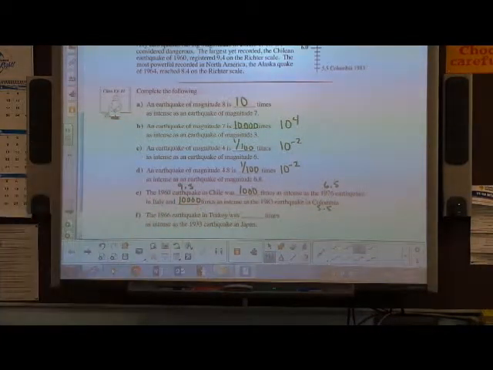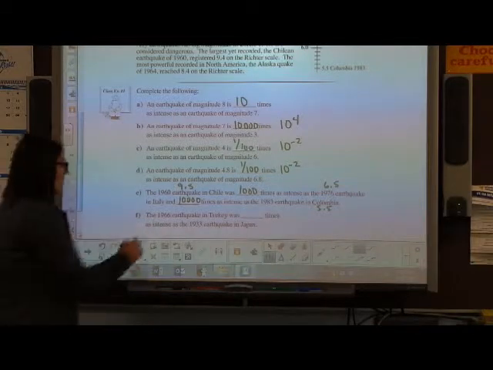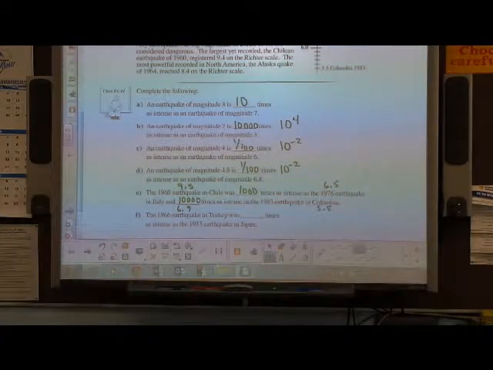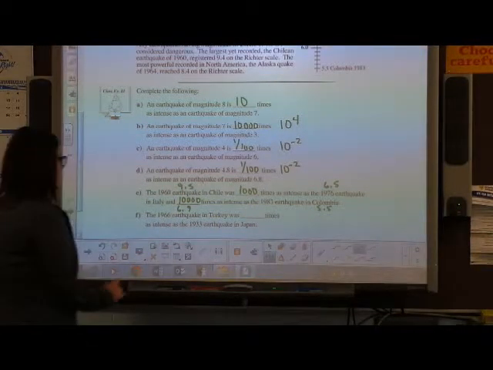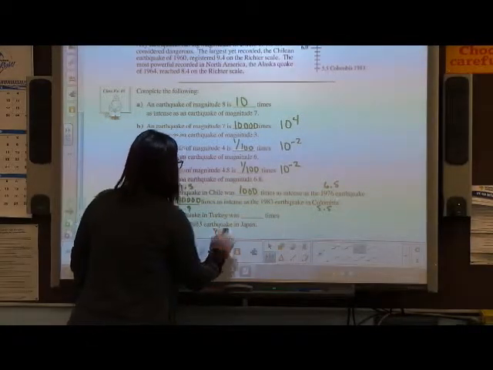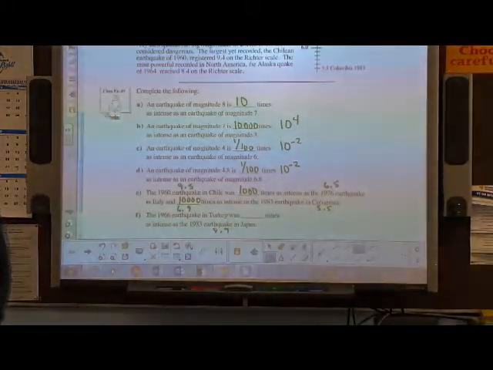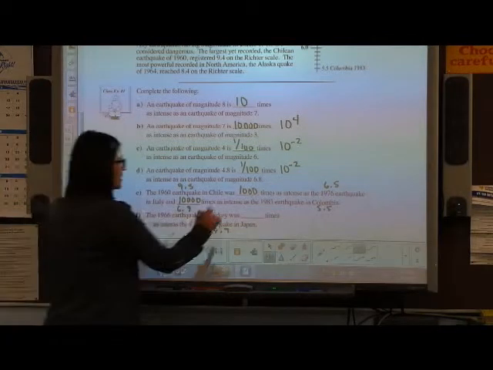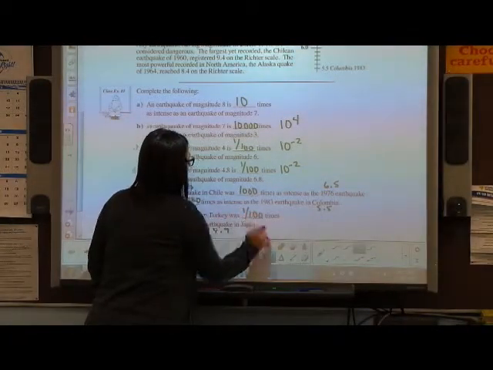And the earthquake in Turkey, which had a magnitude of 6.9, is how many times as intense as the earthquake in Japan in 1933, which was what? 8.9. So how many times as intense is the Turkey one compared to the Japan one? 1/100th, because again, it's 10 to the negative 2.